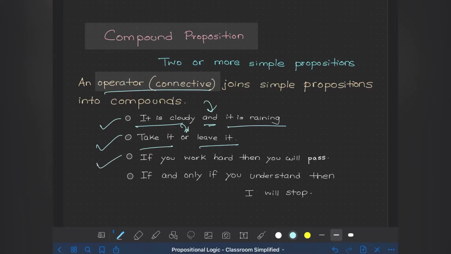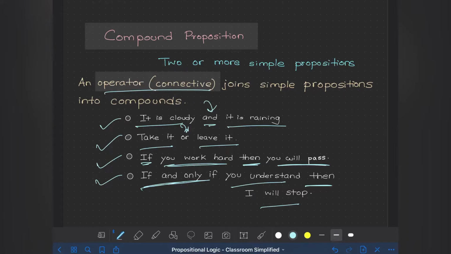Okay, coming to the third example, you can see: if you work hard then you will pass. So this is also a compound proposition where the connective "if then" has been used, that is conditional, to work upon two simple propositions, that is you work hard and you will pass. So those two simple propositions have been joined together to form this compound proposition. The last example uses "if and only if", this kind of connective, to combine two simple propositions to form a compound proposition. So this was the part on compound propositions.